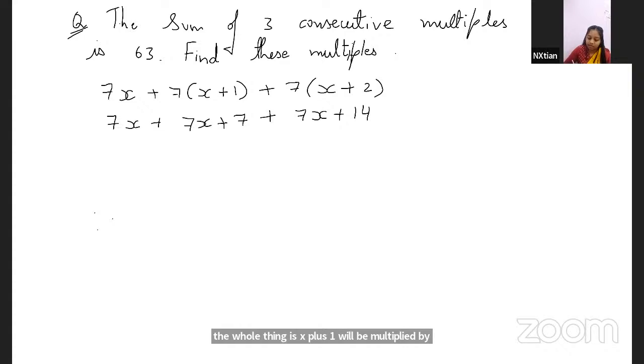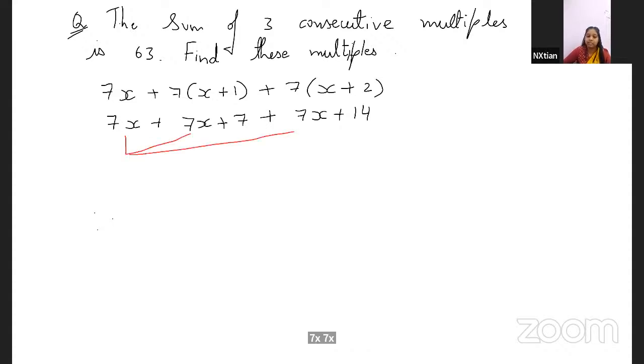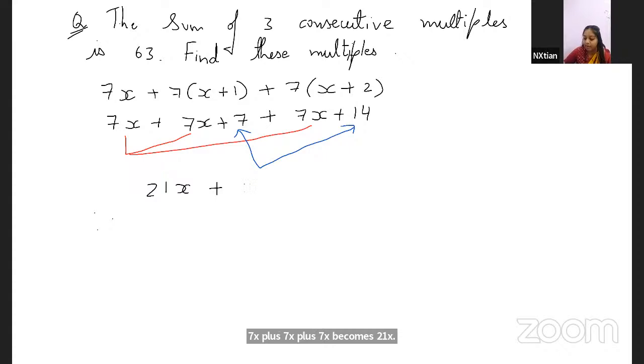Now we have the variables 7x, 7x, and 7x. We'll combine them. And the numbers we have are 7 and 14. We will combine them, means we'll add them. So 7x plus 7x plus 7x becomes 21x, plus 7 plus 14, 21. Also please mention 63 here, the total is 63.